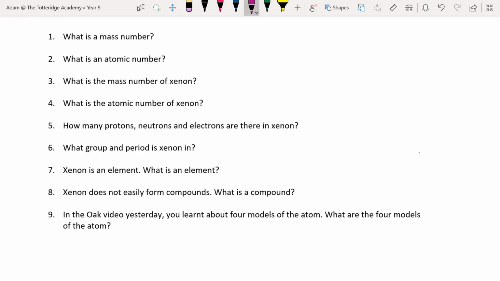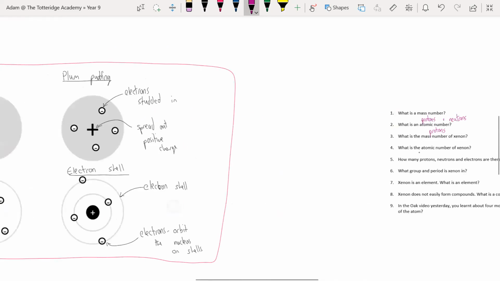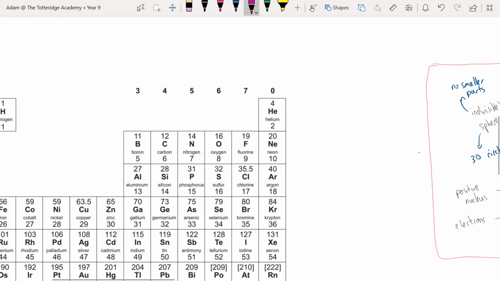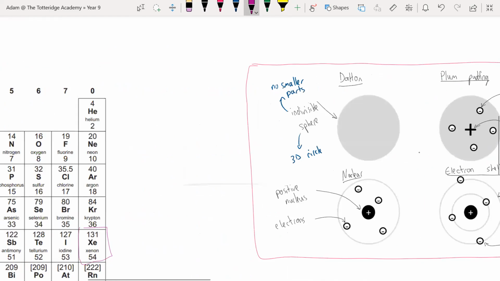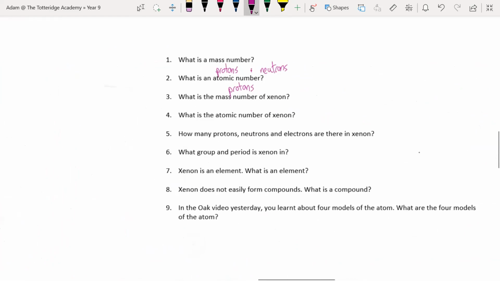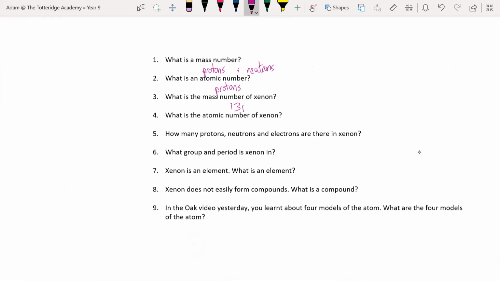What is a mass number? That's the number of protons plus neutrons. What is an atomic number? It's the number of protons. Mass number of xenon. So we go to our periodic table. We find xenon, which is over here. So the mass number is 131. And the atomic number was 54.